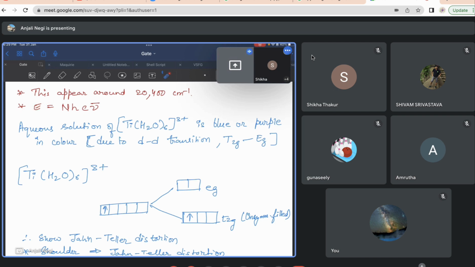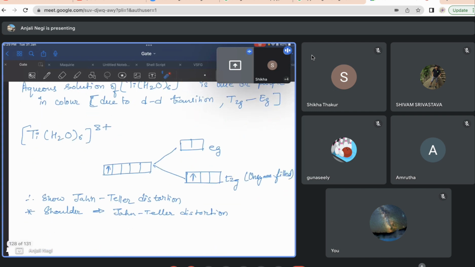Other than that, in aqueous solution this complex is blue or purple in color, and that is due to the d-d transition that takes place between the two metal d orbitals, that is between the T2g to Eg. That is the reason for the color of the solution.